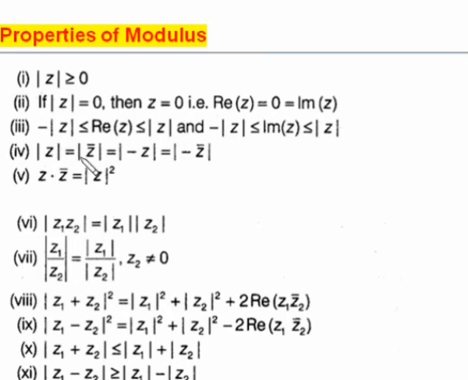Mod of z is equivalent to mod of the conjugate of the complex number. Mod of minus z is equal to mod of minus conjugate of the complex number. Z multiplied with its conjugate, we get the modulus of z square. Modulus of z1 into z2, we write modulus of z1 into modulus of z2. Modulus of z1 divided by z2, we write modulus of z1 divided by modulus of z2.